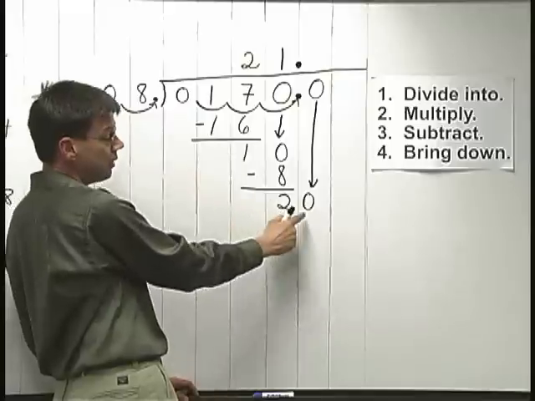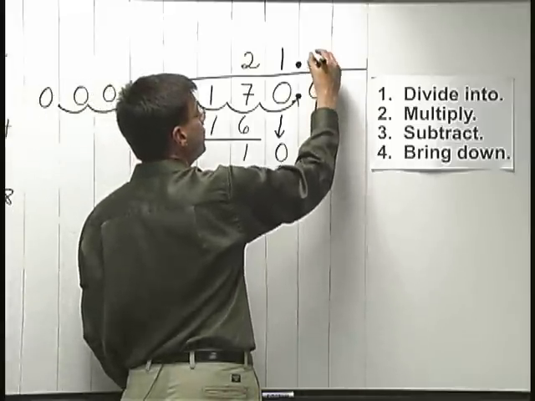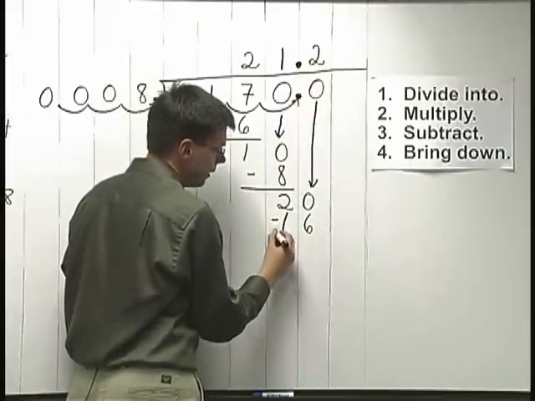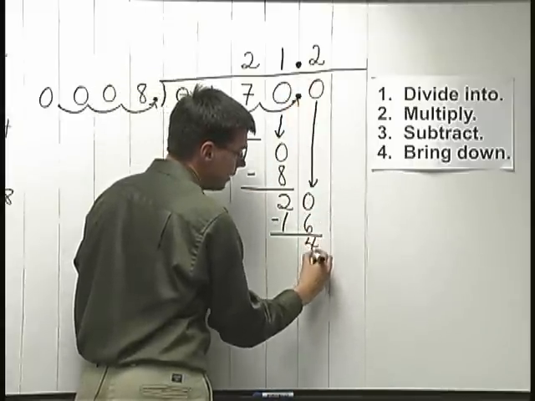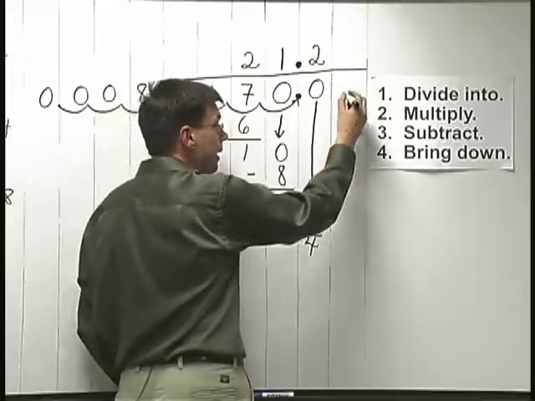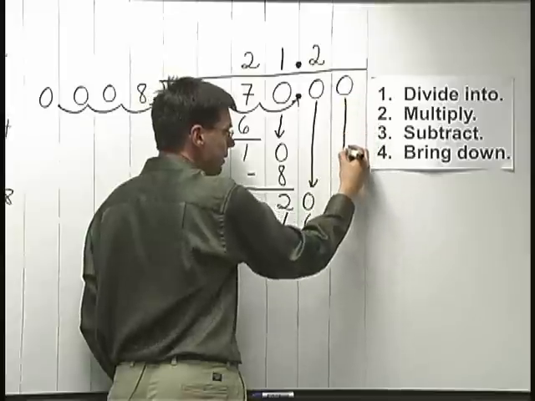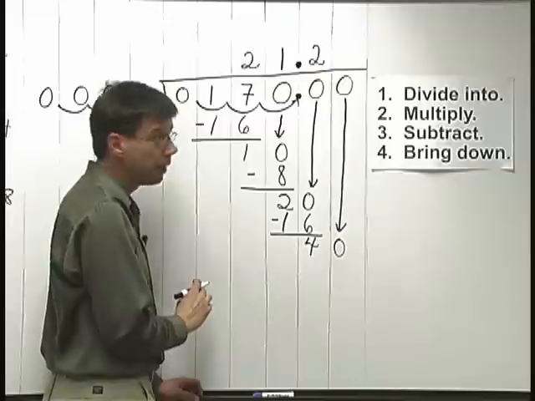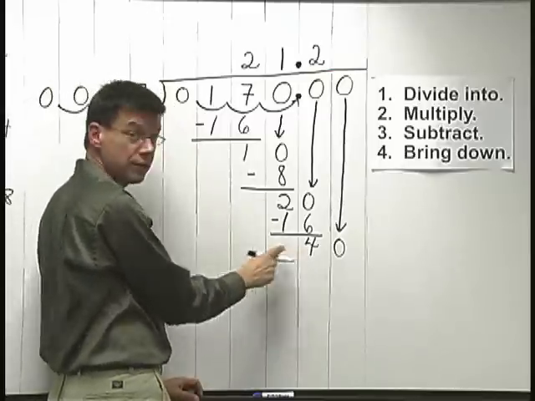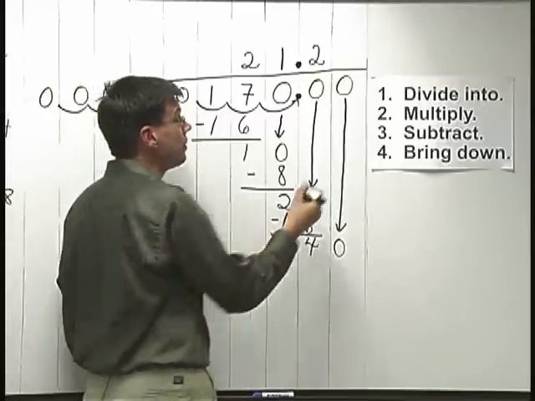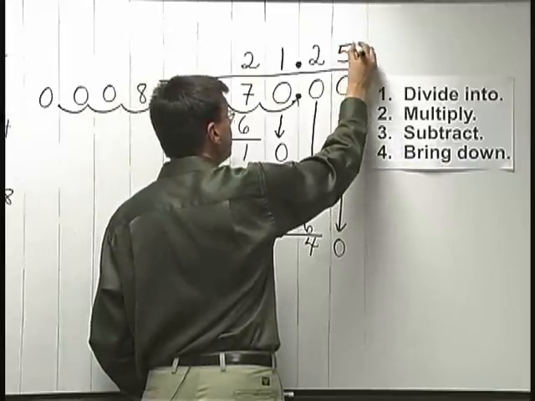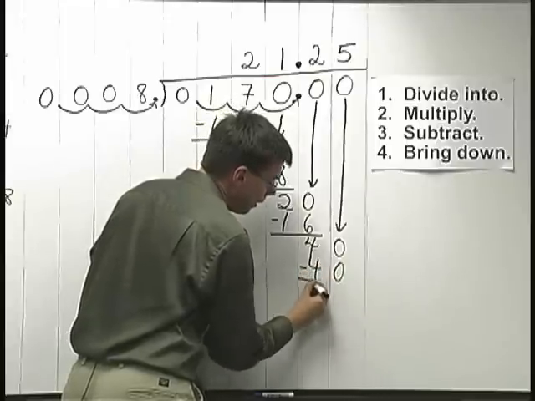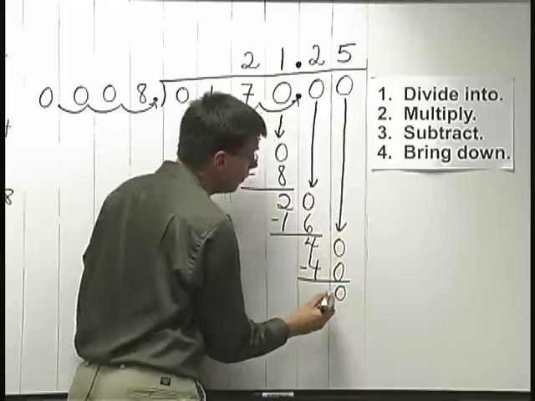How many times does 8 go into 20? That's 2 times. 2 times 8 is 16. I subtract. 20 minus 16 is 4. I can add another 0 on. I continue the process, bring down this 0. The 4 becomes 40. I ask myself, how many times does 8 go into 40? 8 goes in 5 times exactly. 5 times 8 is 40. And when I subtract, I get 0.